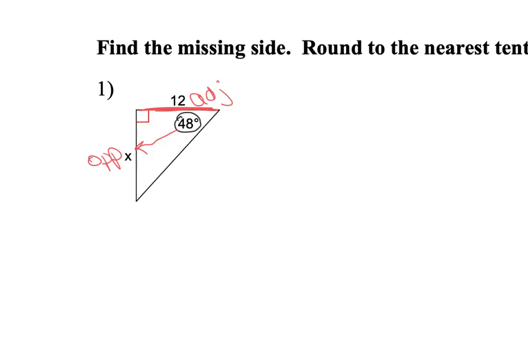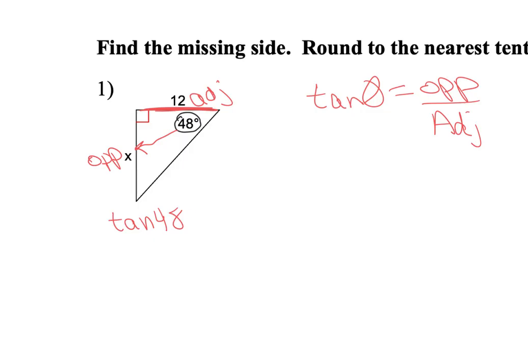And our trig function for today is tangent of theta equals our opposite over our adjacent. Opposite is always on top, adjacent is always on the bottom. So we have the tangent, our angle is 48. Our opposite is x, our adjacent is 12. X is on the top, that means we multiply. So we're going to take 12 times the tangent of 48, and we get 13.3.